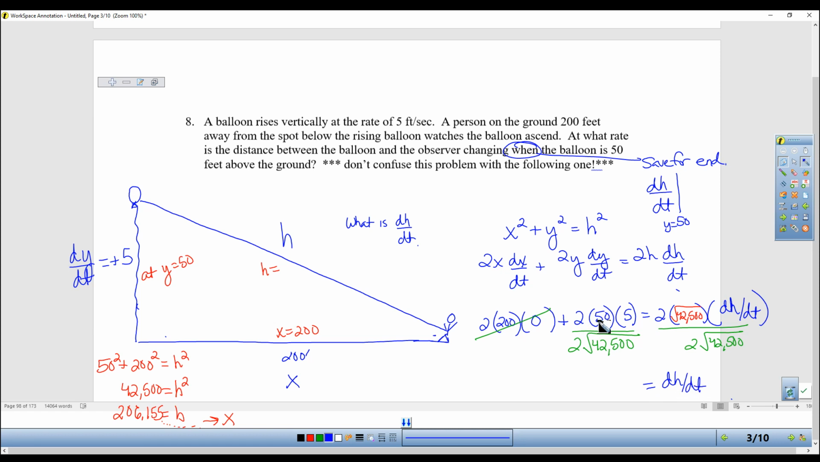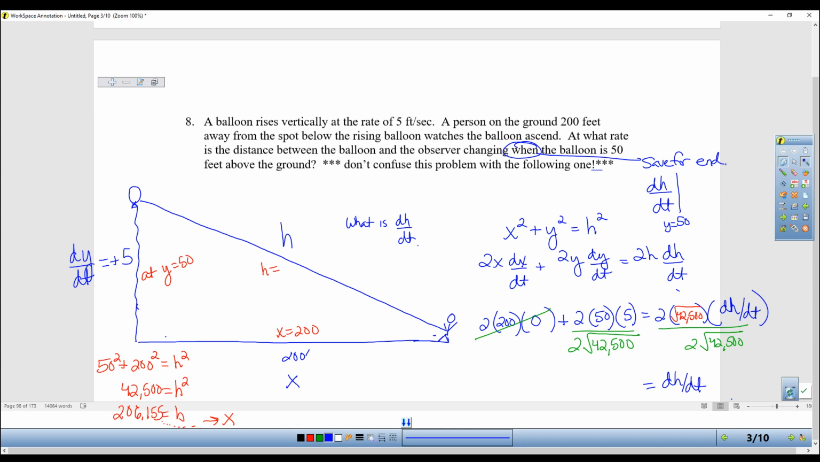So this is 2 times 50 is 100. 100 times 5 is 500. So we're going to do 500 divided by, and if you've stored that as x, you can say divided by 2x.